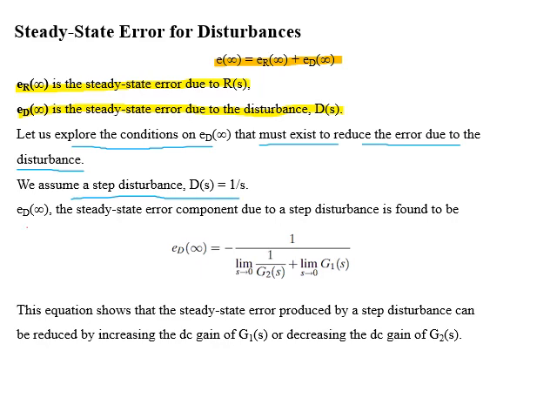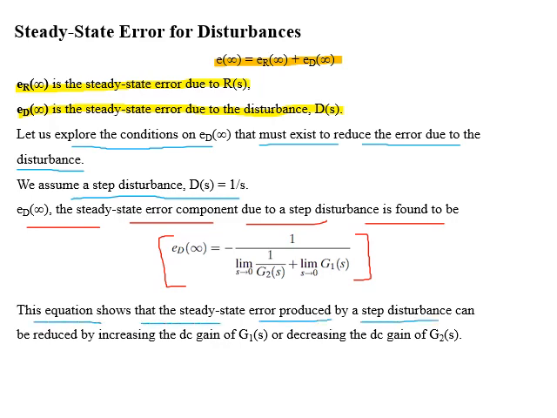Then ED of infinity, the steady state error component due to step disturbance, is found to be equal to -1 divided by limit s approaches 0 of 1 over G2 of s plus limit s approaches 0 of G1 of s. Now our aim is to reduce the steady state error due to disturbance. This equation shows that steady state error produced by step disturbance can be reduced by increasing the DC gain of G1 of s or decreasing the DC gain of G2 of s.